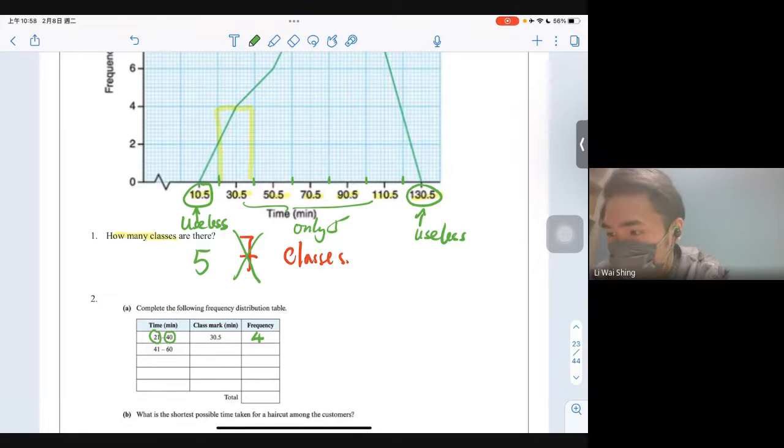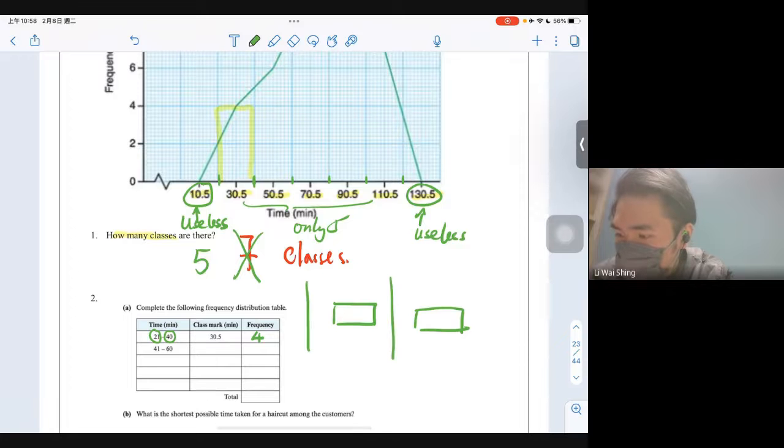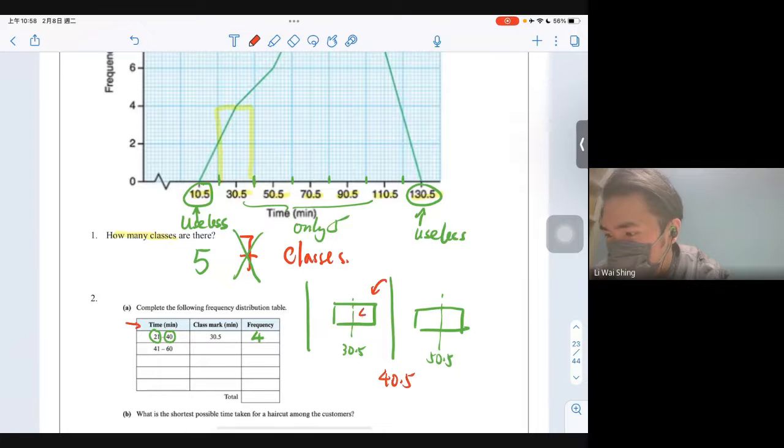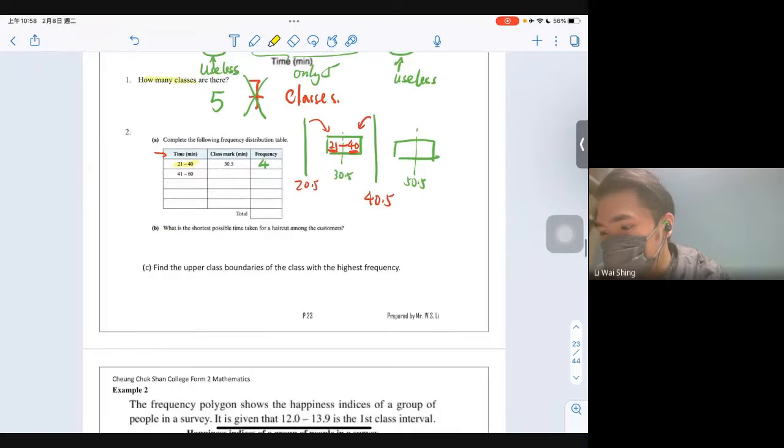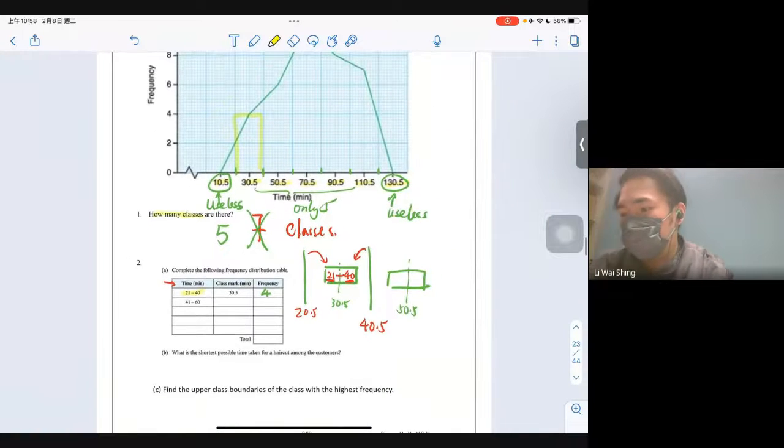How would you know that? Because you look at the upper class boundary. The middle number is 30.5. Here, the middle number is 50.5. If you find the middle number, it should be 40.5. But I'm asking you about the class. That's why you move 0.5 backward. Here also the same, it should be 20.5. You move 0.5 further. So it starts with 21 and ends with 40. Is it clear? That's why you will have the 21 and 40 here. All right, so please fill in the table yourself first. I give you 2 minutes to do that. Okay? Fill in the table.